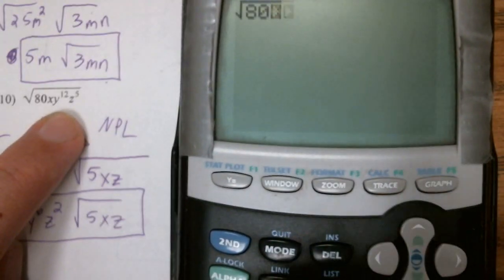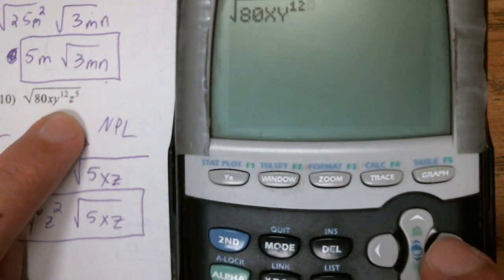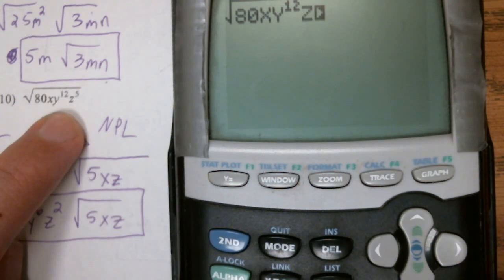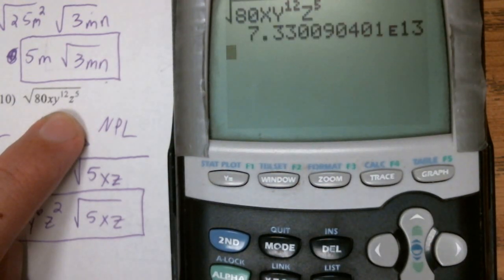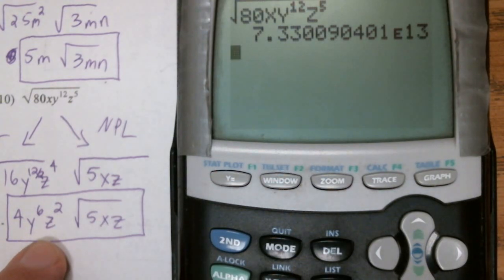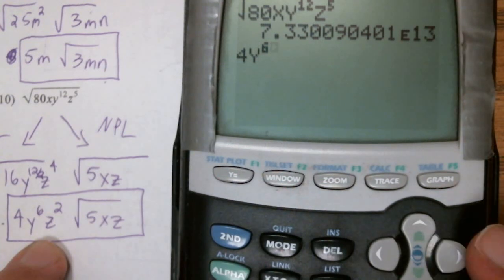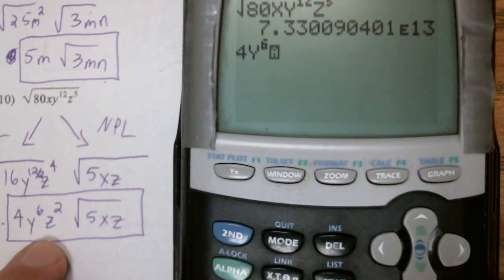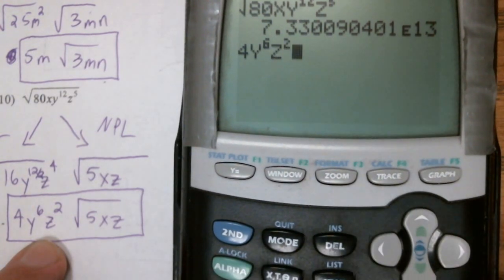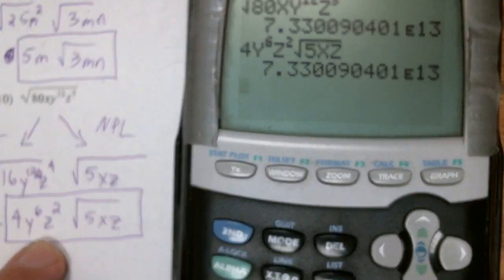Square root of 80, x alpha y raised to the 12th, drop your cursor down, alpha z raised to the 5th, and now we get some number. Again, I don't care what that number is. So now let's type in our finalized answer. 4 alpha y raised to the 6th, drop your cursor down, alpha z squared, and then times the square root of 5x alpha z. Oh, look, they match.